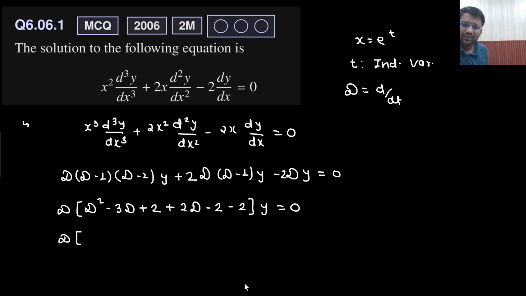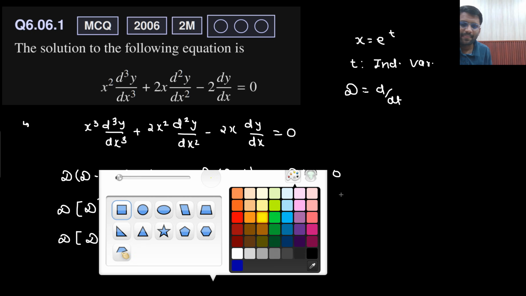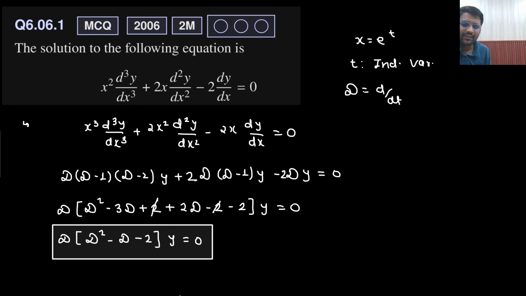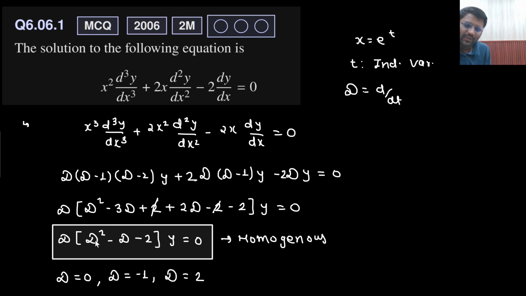So what am I getting? d into d square minus d minus 2, multiplied with y. The 2 is getting cancelled out. What case is it? It is the case of a homogeneous equation. And if it is homogeneous, do I know how to solve it? Yes, sir. I only need to find out the CF here. So what are the roots I am getting? Roots you can find out. These are the roots that you are getting.